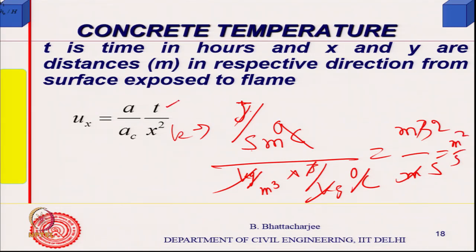Now, you can see that T is in seconds and x square is in meter square, same unit. So this term is actually dimensionless. U x will have this term dimensionless, because a is thermal diffusivity and this is also thermal diffusivity. One of them is taken as constant, we shall see that. So U x is related in this manner. Okay.